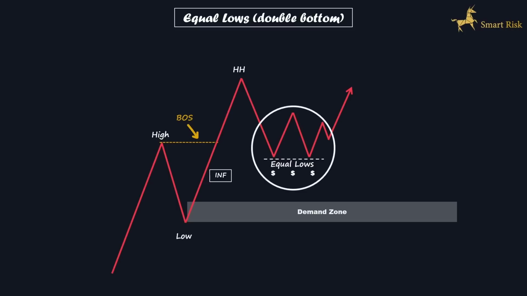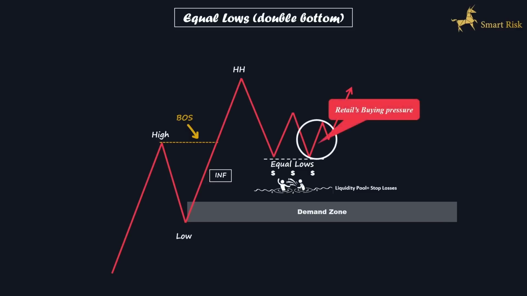bottom. During this phase, many retail traders who based their trades on chart patterns entered long positions when they identified the double bottom pattern. They also placed their stop-loss orders just below the equal lows, creating a significant liquidity pool. Consequently, as you can see, price experienced an upward rally movement driven by the buying pressure of the retail traders who had entered long positions.